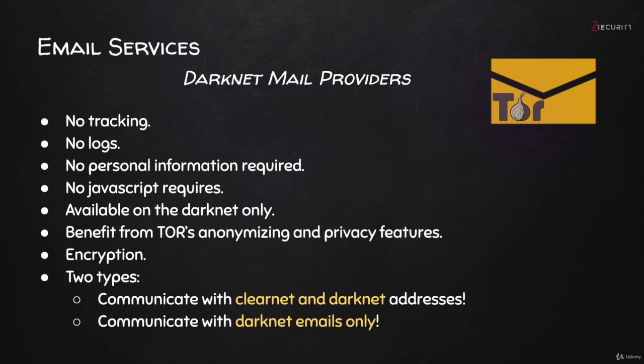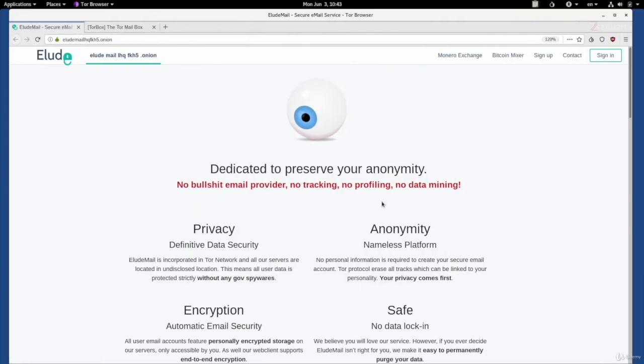You can go through them and see which one you like the most. As usual, do your own research, read the privacy policy, and pick the one you like the most. In this lecture, though, I'm going to show you two examples of these mail providers. The first one is Elude.